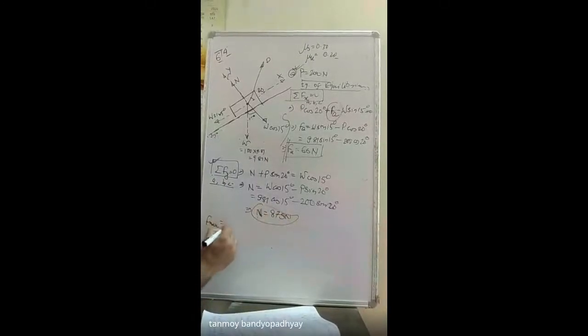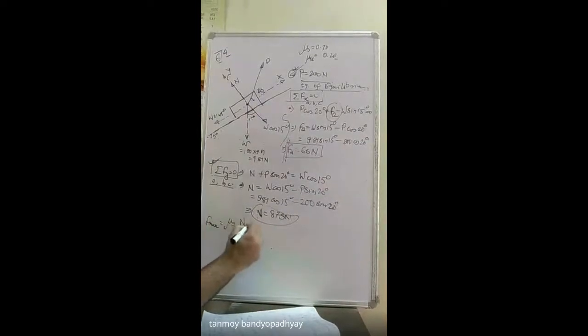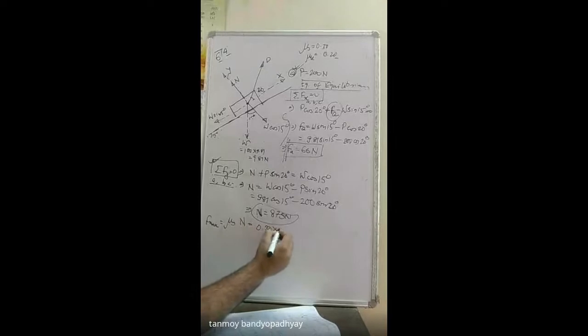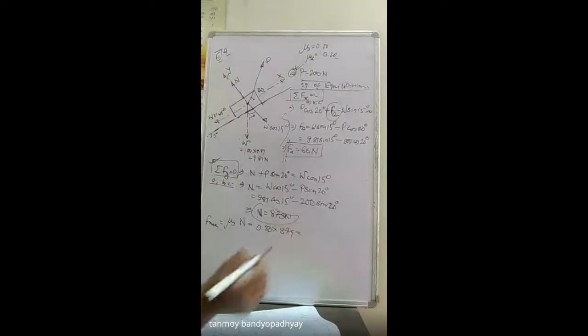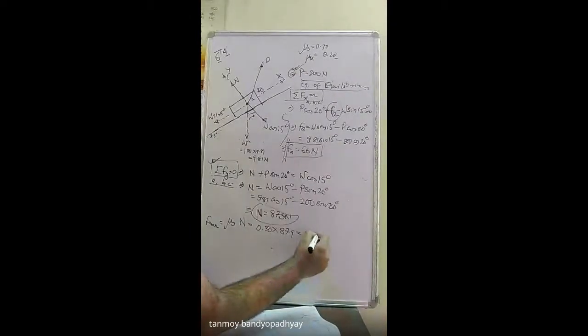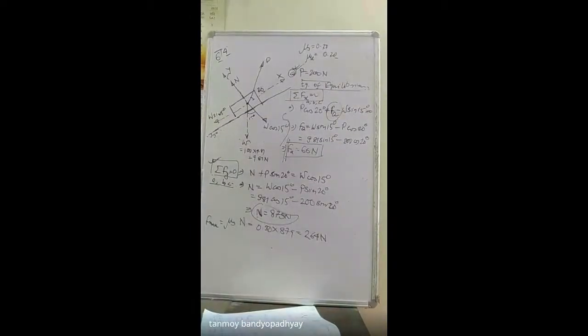So now you see, F max. What will be F max? F max will be equal to mu s into N. So what is mu s? Mu s is 0.30. So it is 0.30 into 879. So check what is the value you are getting. You should be getting, I think, 264 newtons. So this part you have to do in order to determine whether motion has started, impended or yet to start.